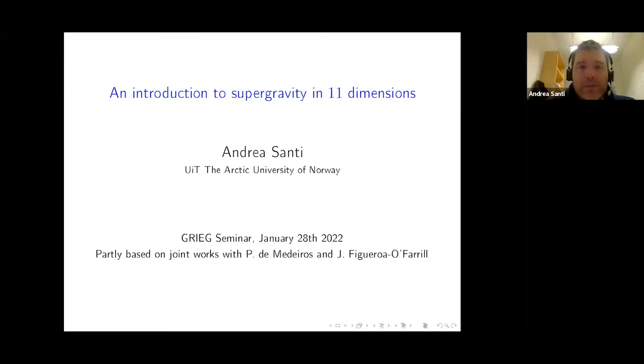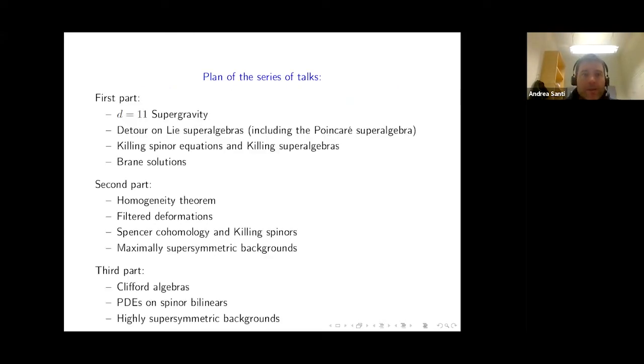Welcome to the second seminar about supergravity in 11 dimensions. So let me remind you a bit of the plan of the series of these three talks.